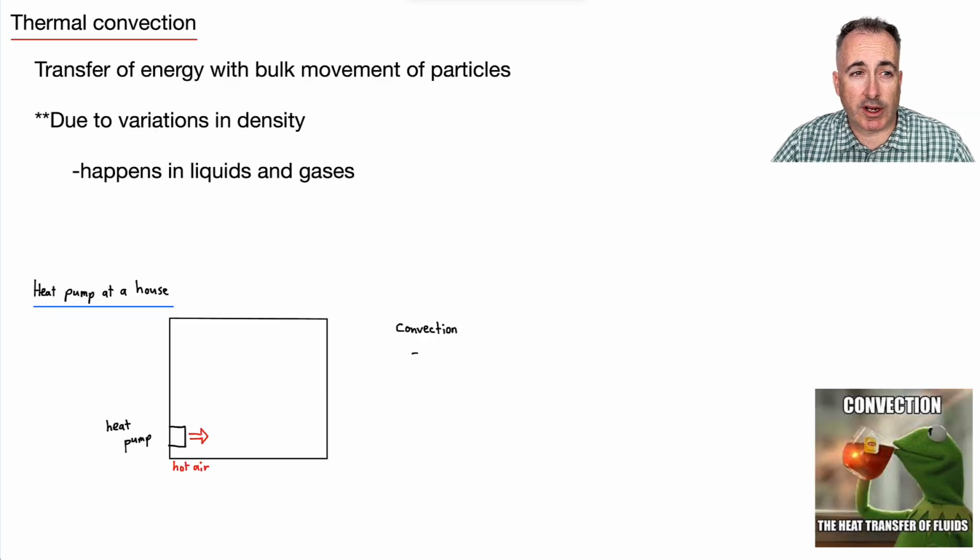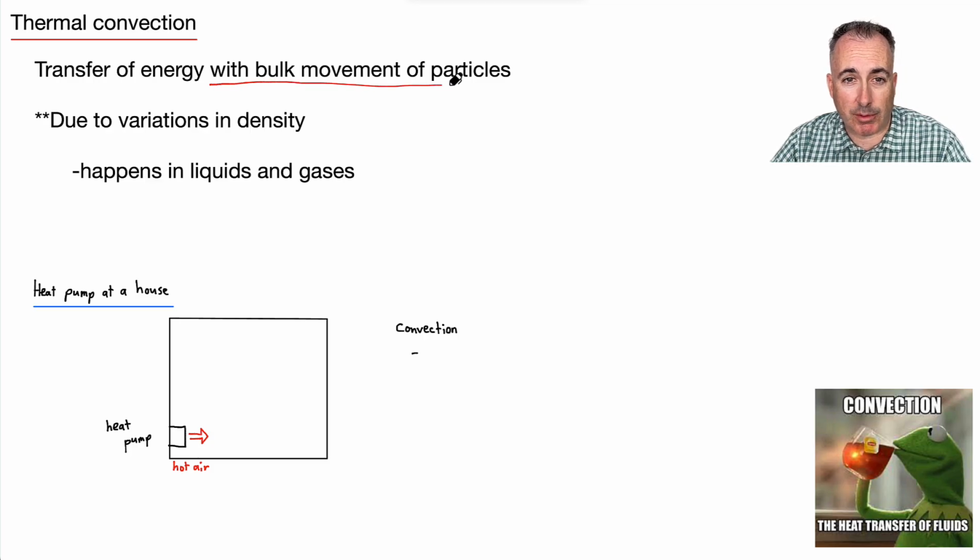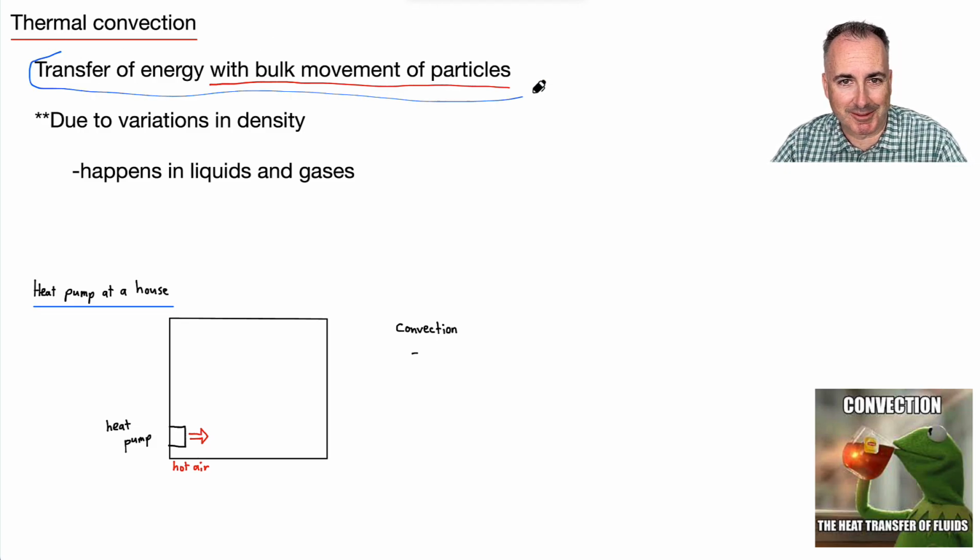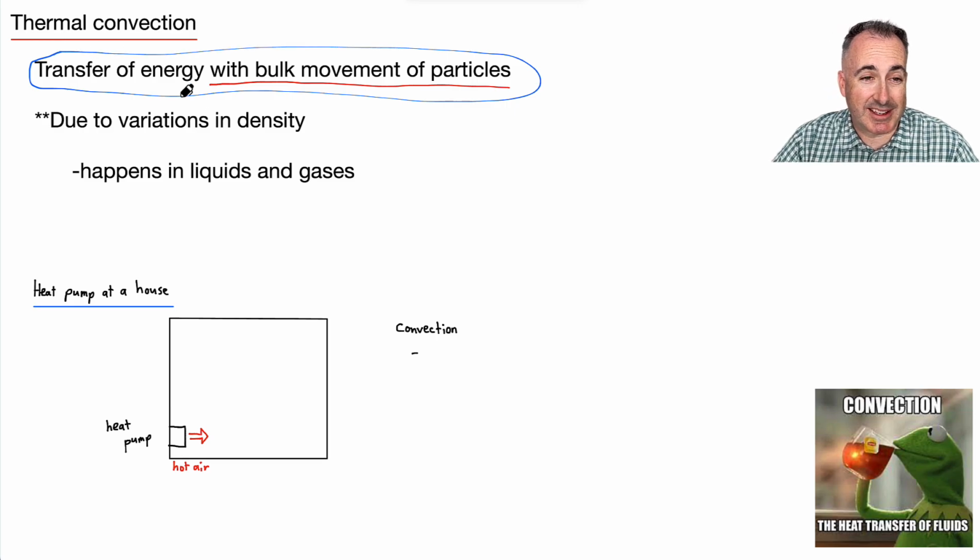Now, before we talked about thermal conduction, where there wasn't a bulk movement of particles, but now we're going to have a bulk movement of particles. That's called thermal convection. Thermal convection is very, very important. That's why I put this little joker here at the bottom with Kermit the Frog. But basically, it's due to variations in density. This happens in liquids and gases. Let me just give you an example.